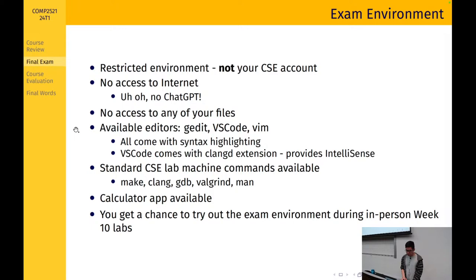We provide all the standard commands such as make, clang, gdb, valgrind, and man for man pages. And there's a calculator app available. You're not allowed to use your own calculator, but there is a calculator app in the exam environment. It's a pretty good app, I think. As I said before, you can try out the exam environment in the in-person labs this week, so if you want to try it, make sure to attend your lab.